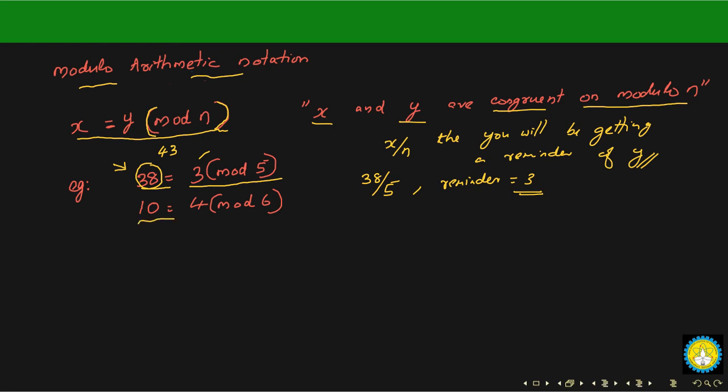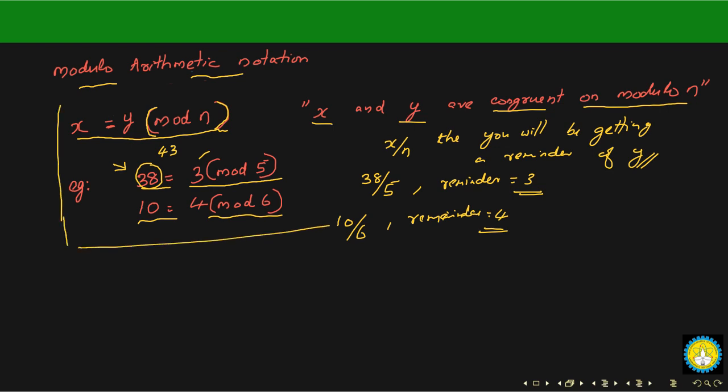Similarly, look at this example. This example says that 10 and 4 are congruent on modulo 6. It means that if you divide 10 by 6, then you'll get a remainder of 4, and that's correct. So these notations are very important when we look at some of the questions involving these notations. So let's move ahead towards solving such questions.